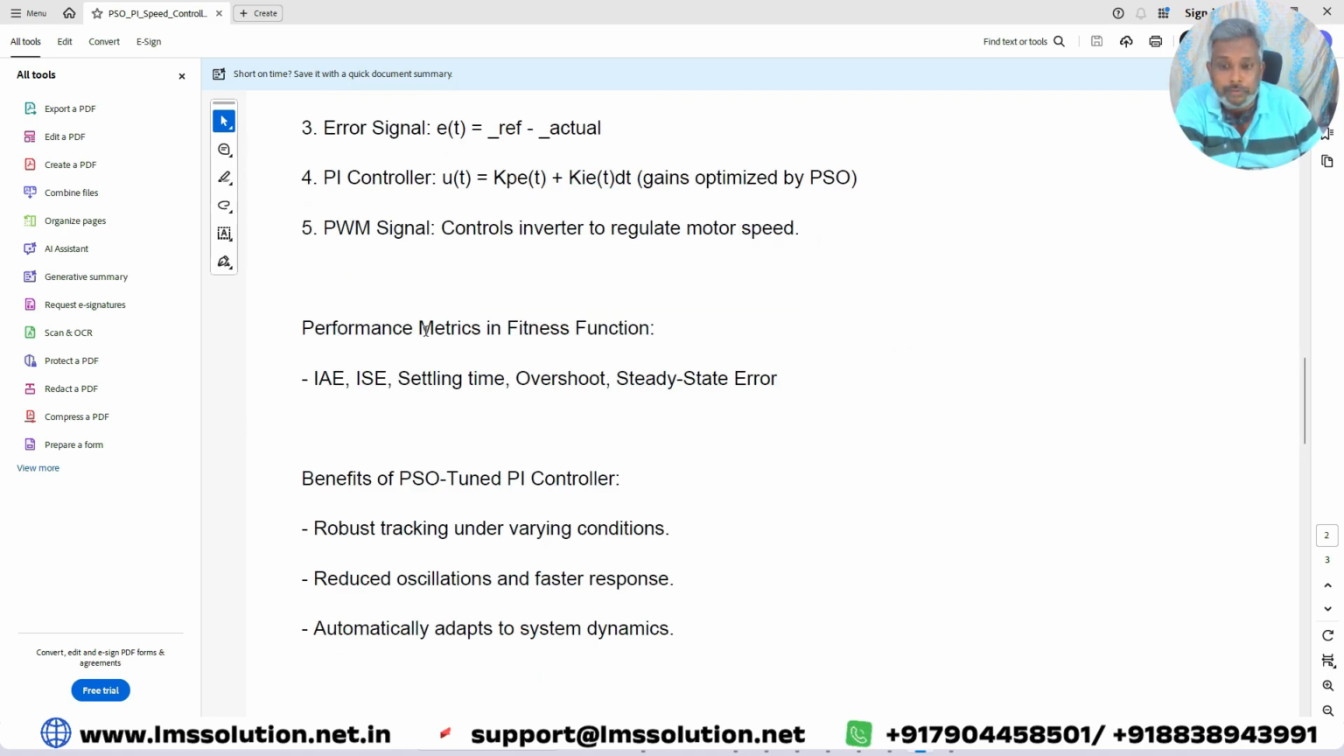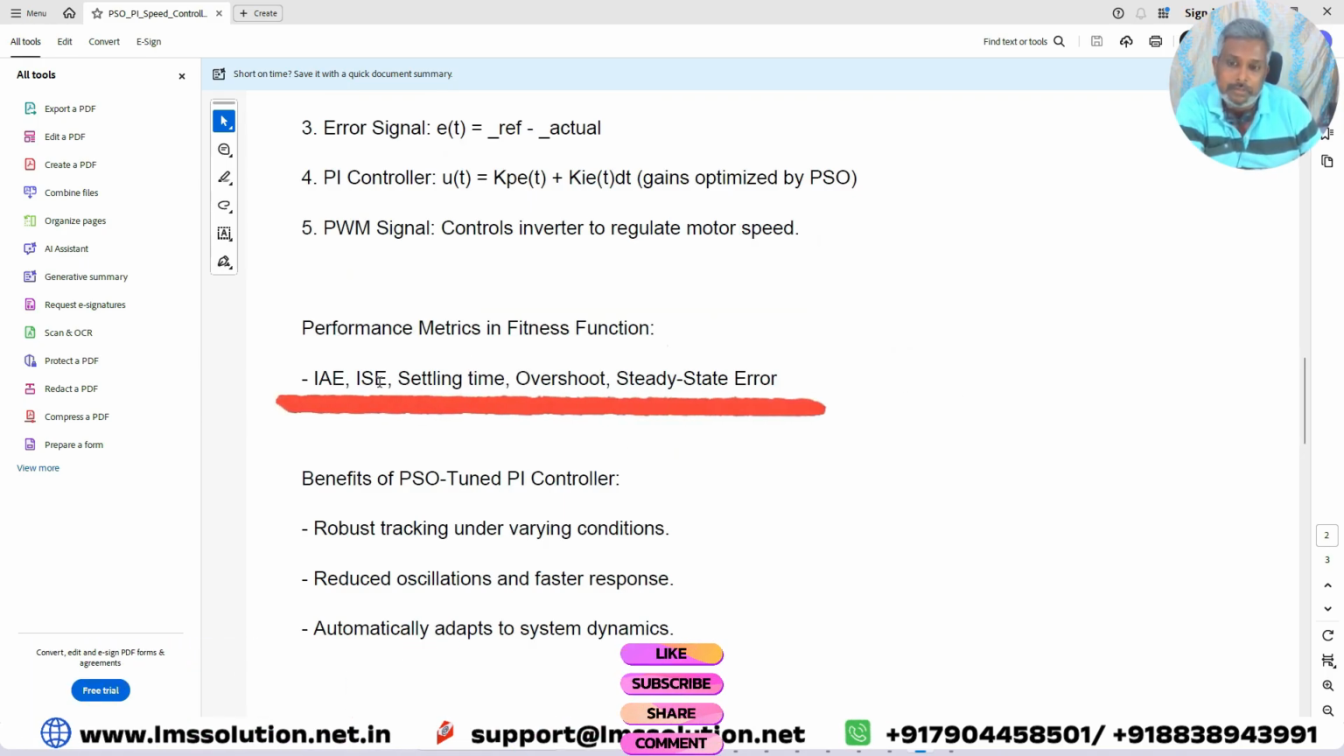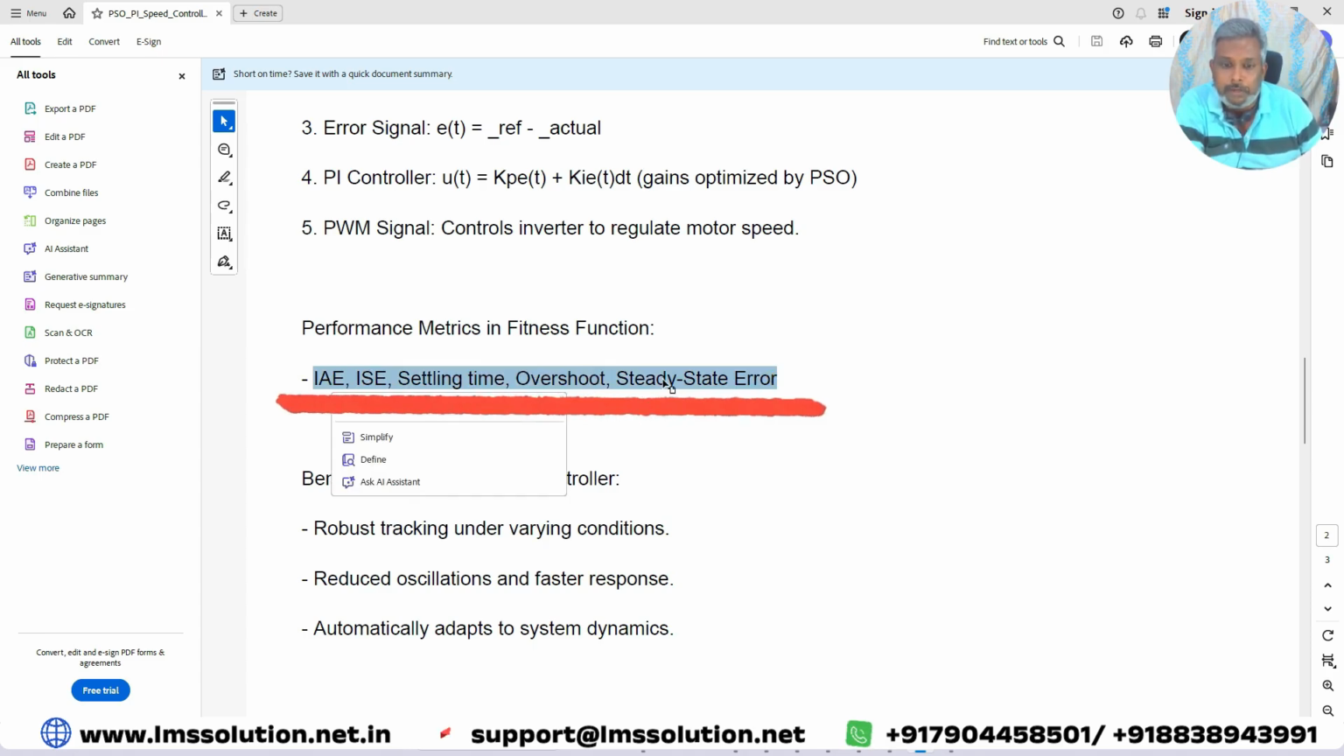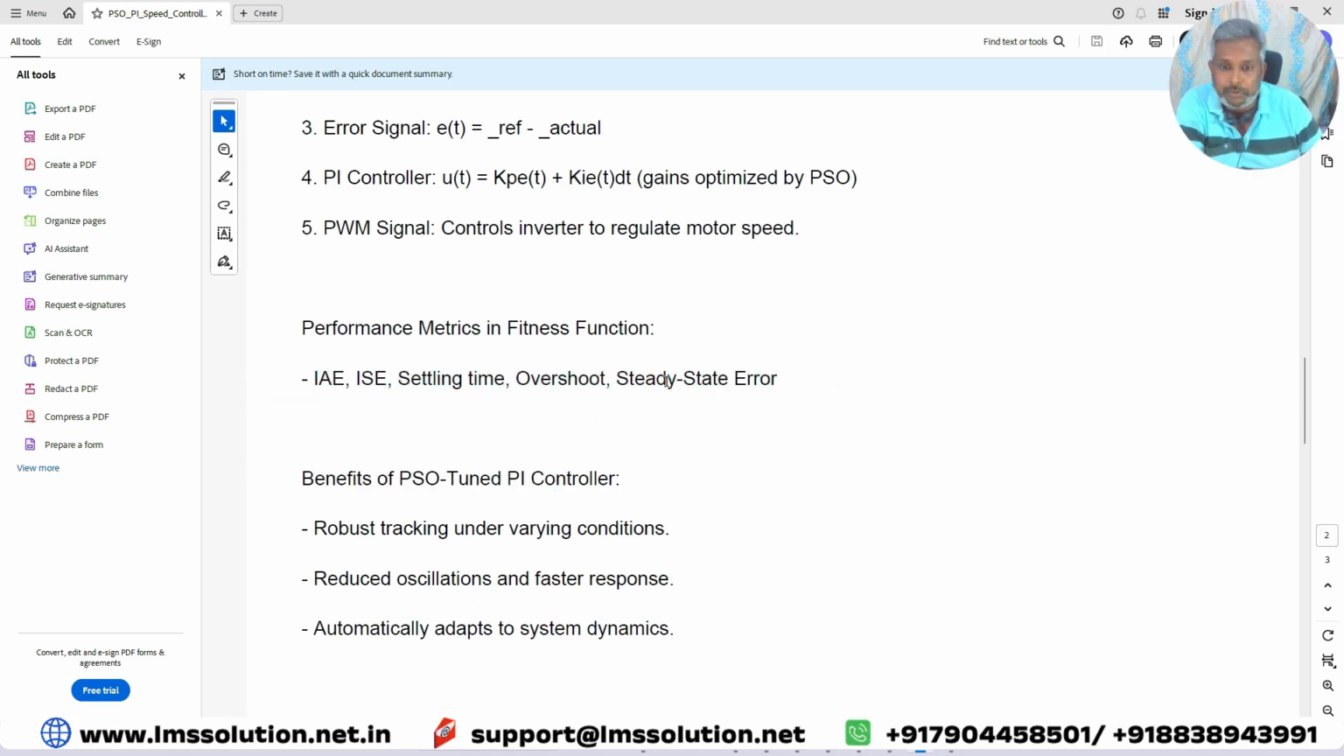What are the parameters we can use for testing the performance? We can use IAE, ISE, settling time, overshoot, and steady-state error. These parameters can be used to test or analyze the system, that means to test the effectiveness of the PSO algorithm.